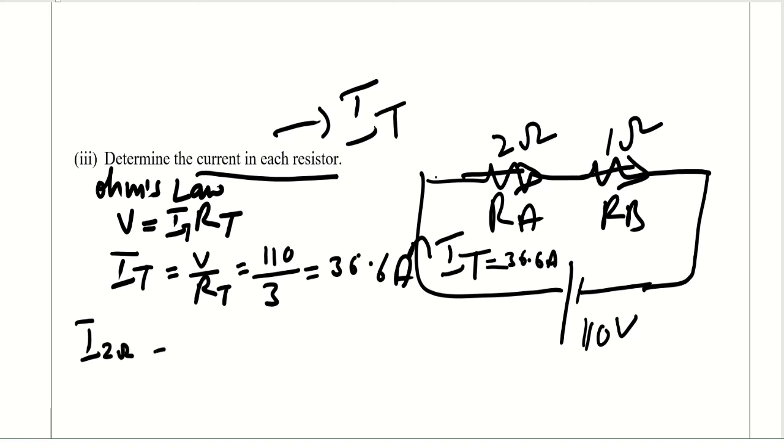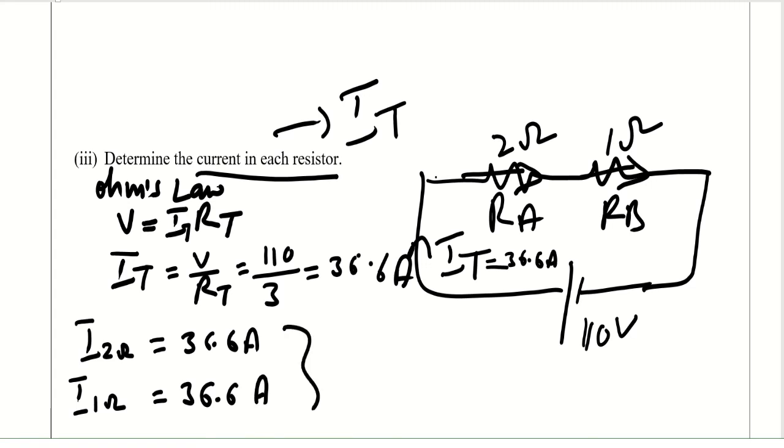The question says how much current is passing through the 2 ohm, same current. This is 36.6 ampere, and how much current is passing through the 1 ohm like this? This is also the same, because this is the rule of the series circuit: the same current passes through the series resistors.